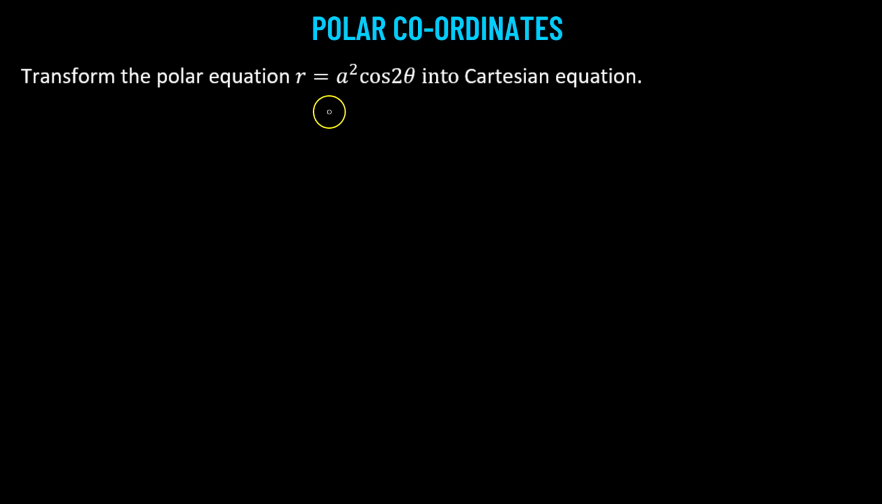We need to transform the polar equation r equals a squared cosine of 2 theta into its Cartesian equation. Let us begin. So let's say we have a point P with Cartesian coordinates x, y. Then we can represent the x and the y coordinate in terms of r and theta as x equal to r times cosine theta and y will be equal to r times sine theta.